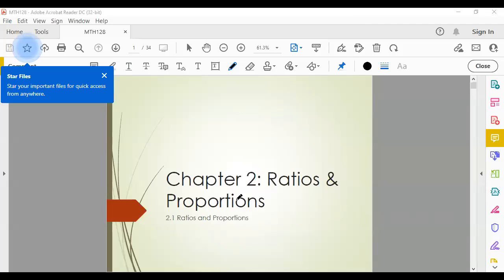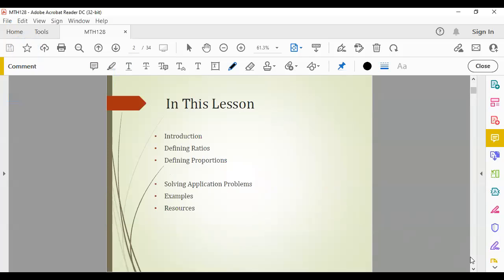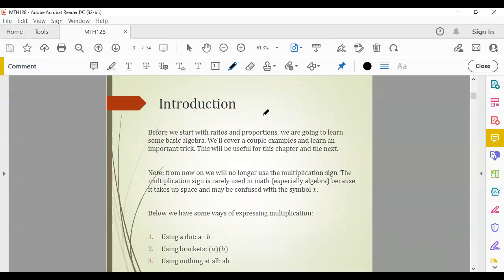Okay, good. So 2.1, ratios and proportions. We start off with a bit of a side note regarding multiplication. The standard symbol for multiplication is of course the multiplication sign, but it's not a great sign to use. Mathematicians generally don't use it because it could be easily confused with the letter X, and the letter X is primarily what you use when you're doing algebra. And algebra can get complicated.